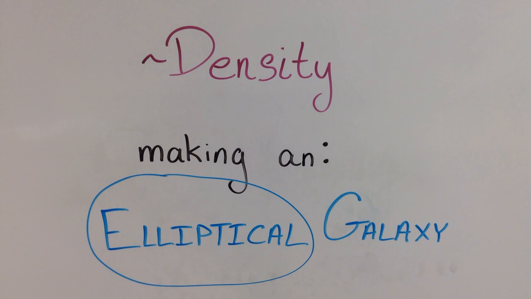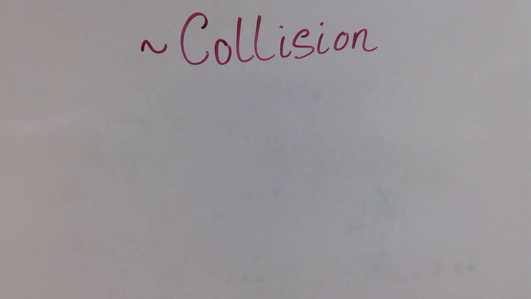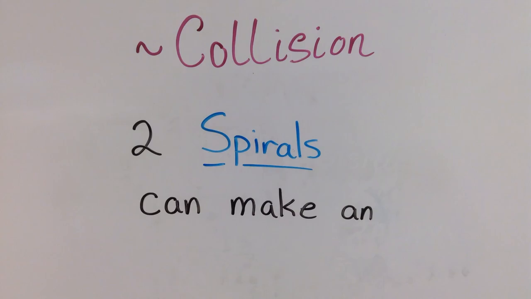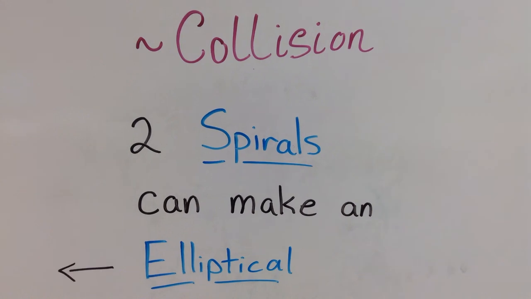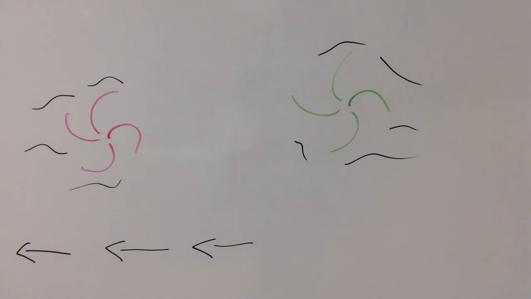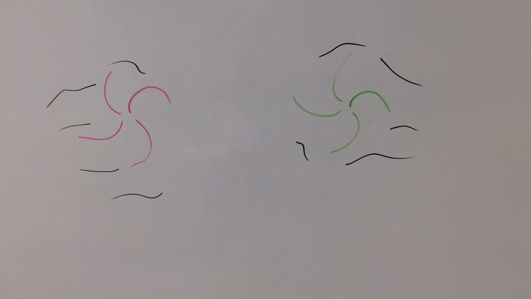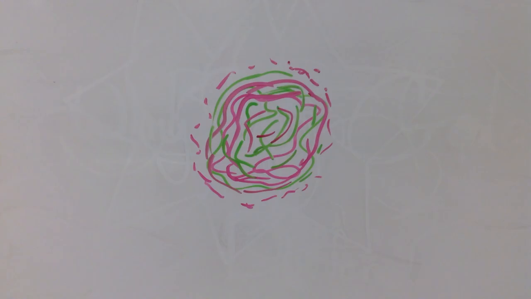However, this only explains differences made from birth conditions. Later interactions between galaxies, namely collisions, can have an impact on galaxy types. Models of collisions show how two spiral galaxies can actually collide to form an elliptical or irregular galaxy. Collisions are much more likely to happen in regions of space where galaxies are closer together. This explains why elliptical galaxies are common in clusters of galaxies.